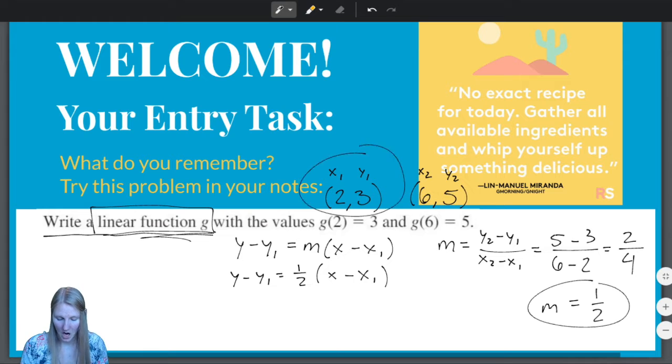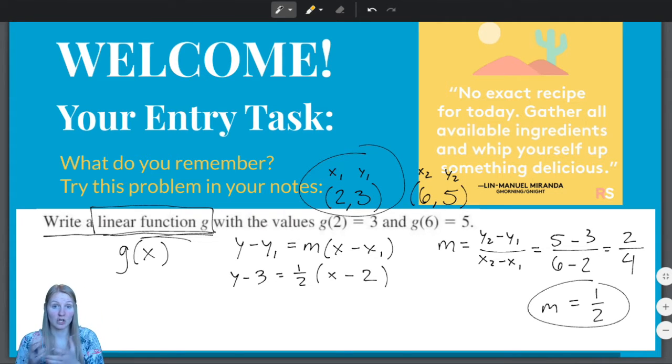Now, we can use either of these points to plug in for x1 and y1, but because we already named this point x1, y1, let's use this point. So, x1 is 2 and y1 is 3. All right, now remember, because we want a linear function, instead of y, we're going to use g of x, but now we need to get g of x by itself.